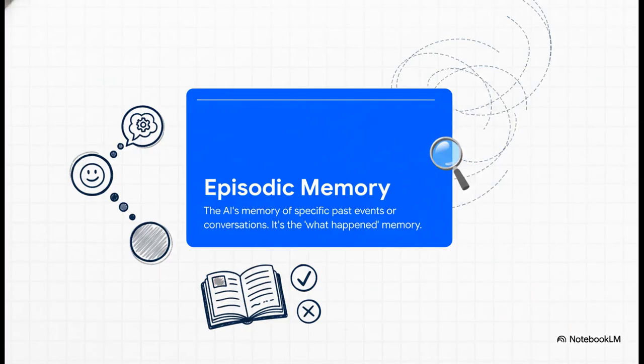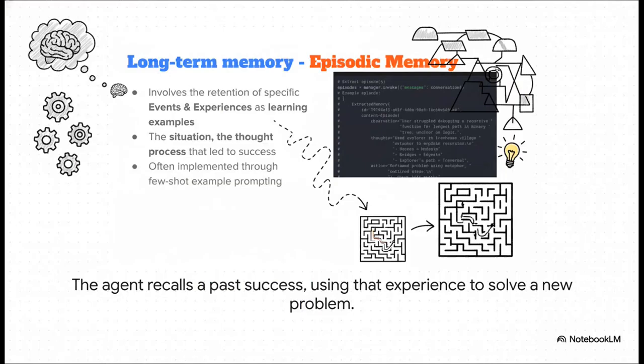All right, next up, we have episodic memory, and this is where it gets really, really cool. This isn't about facts anymore, this is about experiences. It's like the AI's personal diary of past conversations, its successes, its failures. It's the what happened memory. So look at what's happening here. The agent recalls a past episode where a user was getting stuck.